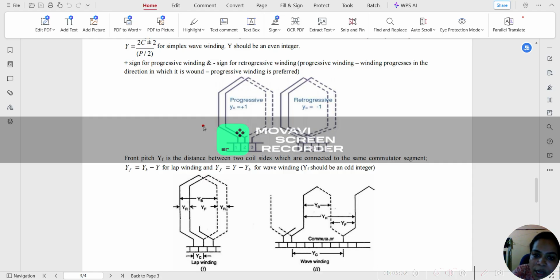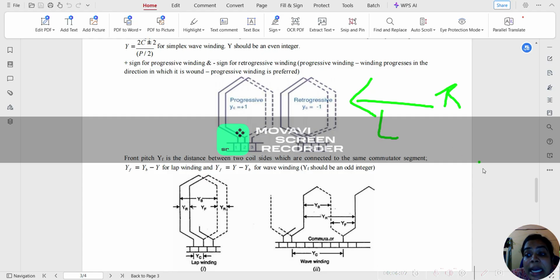What is retrogressive? You just draw with me. You can see this one like this. I will be drawing like this. And here will be the change occurring. You can see, I will be drawing with another color, green color. See, I will be going in this direction. You can see I am going from right to left, and I am continuing like this. We will be calling it retrogressive winding. Hope it is clear. That is, from right to left, the winding will be progressing.